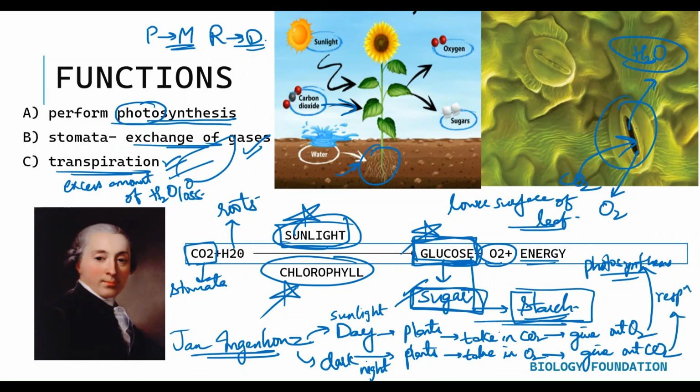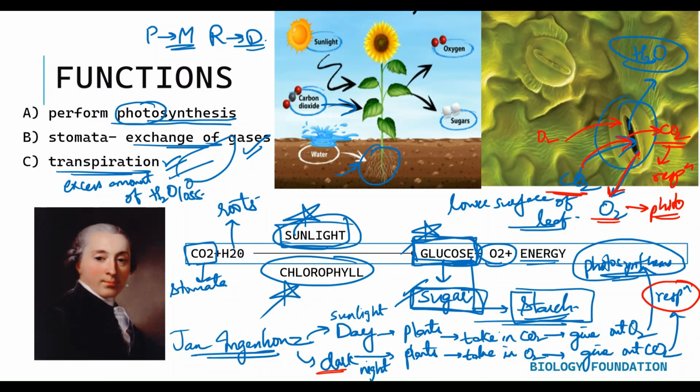So what is the contribution of Jan Ingenhouse? He said that plants perform photosynthesis during the day, where they take in carbon dioxide and give out oxygen, whereas during the night, in the dark, respiration is performed, where plants take in oxygen and give out carbon dioxide. This occurs during respiration. Whereas the process where carbon dioxide is taken in and oxygen is given out occurs during photosynthesis. Clear? So that was the contribution by Jan Ingenhouse.